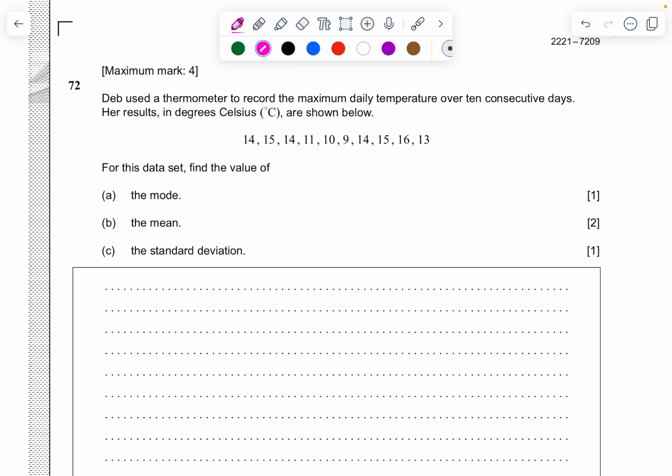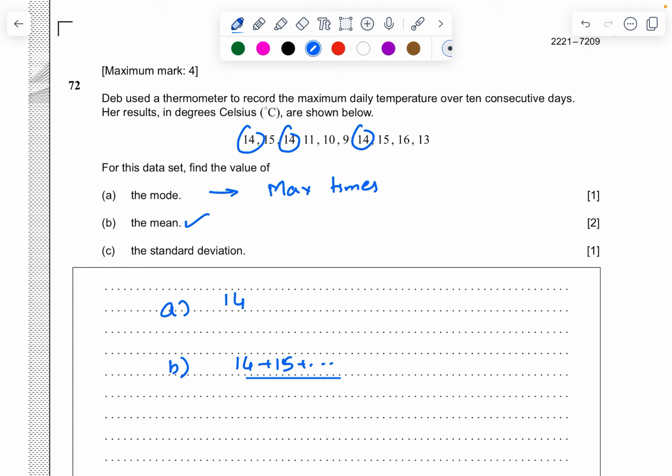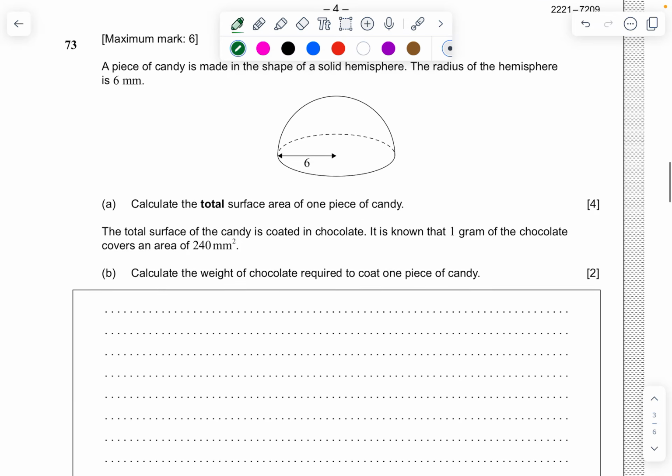Now coming to question number 72. Find the mode. Mode means the number which is repeated the maximum number of times. So the answer is going to be 14. Part B, find the mean. So just add them, 14 plus 15 plus and so on, divided by 10. That should give you 13.1. And for the standard deviation, use the GDC to get the value of 2.21. That's going to be the answer.